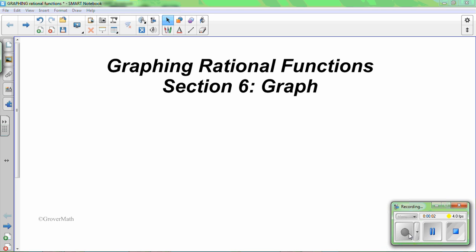Graphing rational functions, section 6, graph. So there have been 5 lectures prior to this, all prepping you to graph rational functions, and we're finally ready to actually graph them.